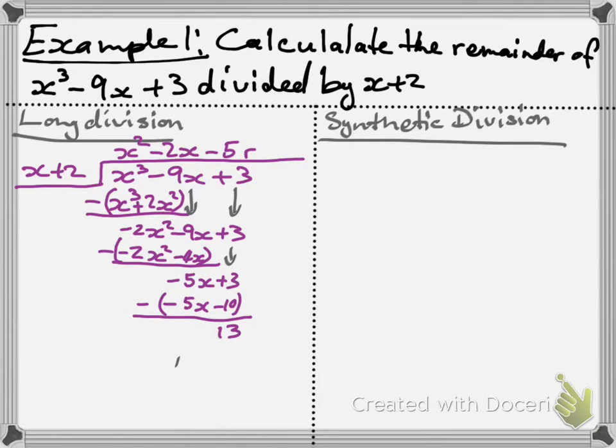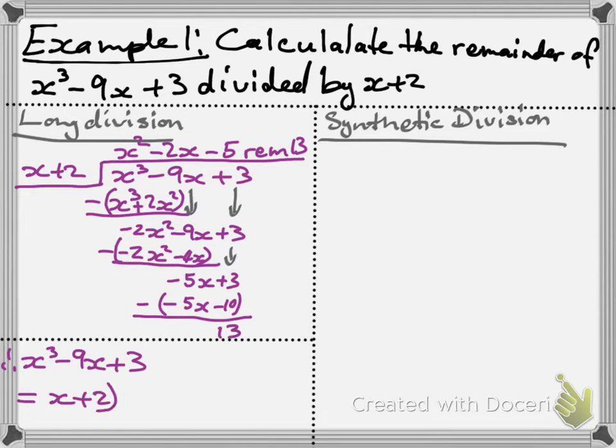This time you see there's a remainder, so we write remainder 13, and then you say x cubed minus 9x plus 3 equals x plus 2 multiplied by x squared minus 2x minus 5. Because there's a remainder, this is a positive remainder, so it's going to be plus: you say x plus 2 multiplying x squared minus 2x minus 5, close bracket, plus 13.